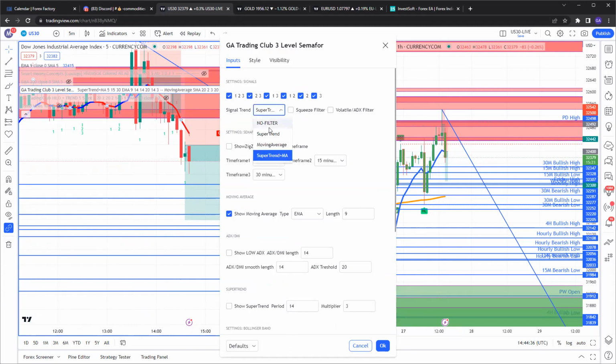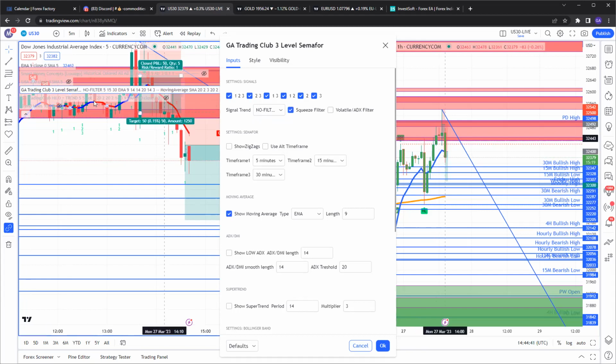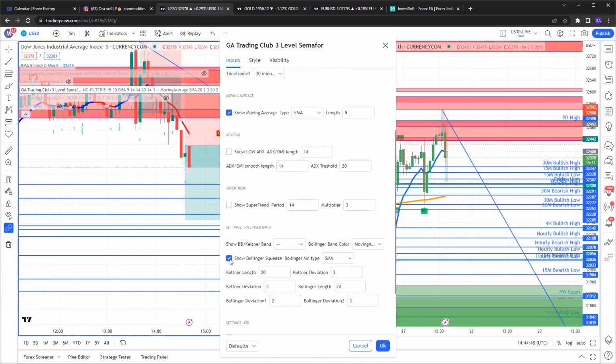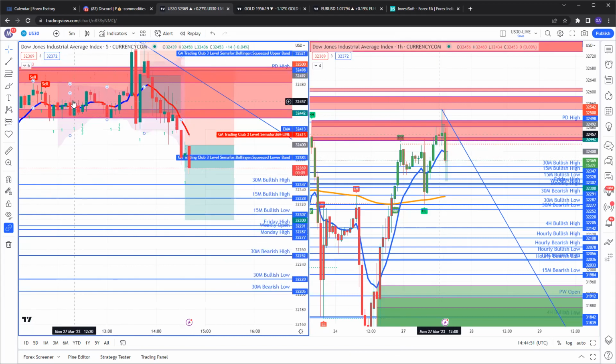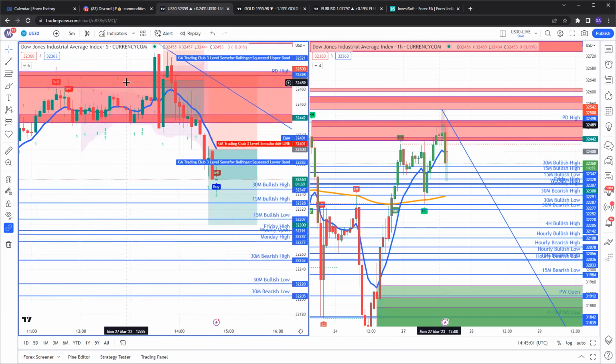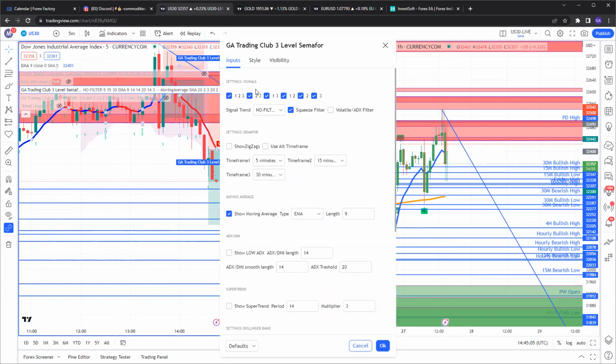Now you have this squeeze filter. So squeeze filter is to remove signals where prices are just ranging or consolidating. So when I apply the squeeze filter, and you'll see, for example, if I show the squeeze areas right here, you'll see that price is squeezing right here. So no signals will apply or will show up. So we also have the same settings on this other indicator. So no signals will show up whenever price is squeezing or consolidating. So that's what the squeeze filter does. The ADX volatile filter is ideally zones where price is highly volatile.